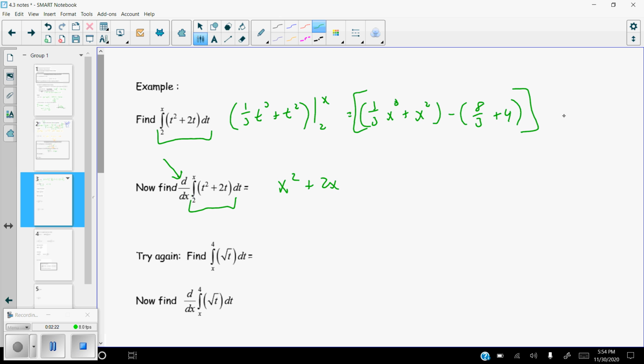And again, what I want you to see is, what did we really just do? What we really just did was, if I were to take the derivative of this integral, I literally just took the x's and I plugged them in where the t is. Because now you can see you would have x squared plus 2x. Okay, let's do the same thing.